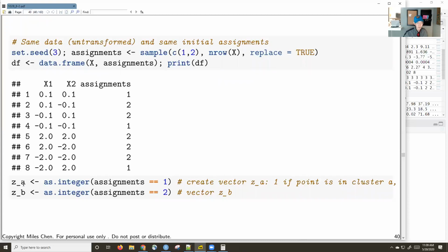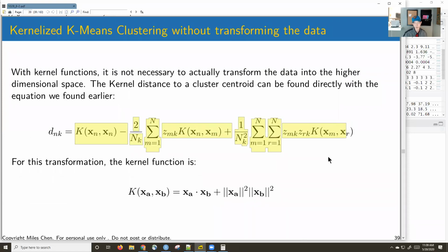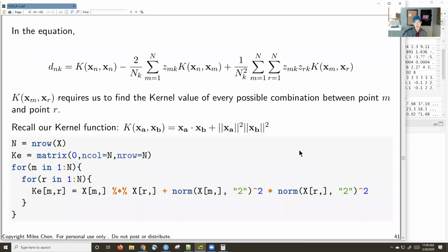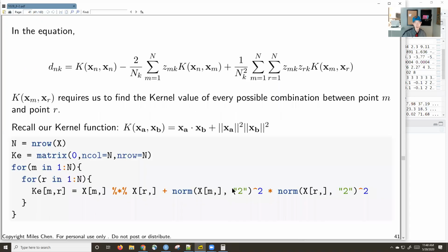I have to create my z vectors, which contain the information about the assignments, and we're going to use this kernelized distance formula to find the distances. So our kernel function, we're going to populate a kernel matrix with this. And so I get my 8x8 kernel matrix, which doesn't have a practical meaning at this point, but is going to be important in calculating these distances.